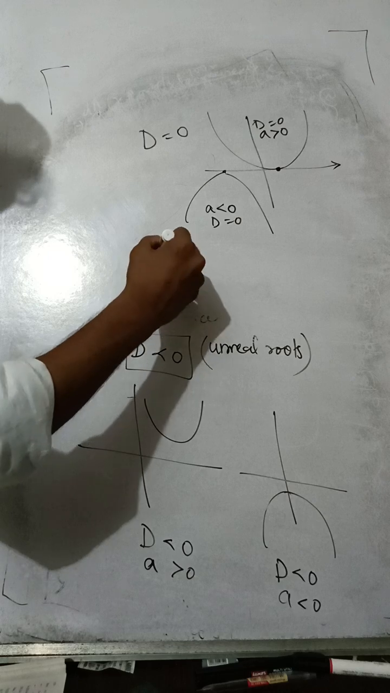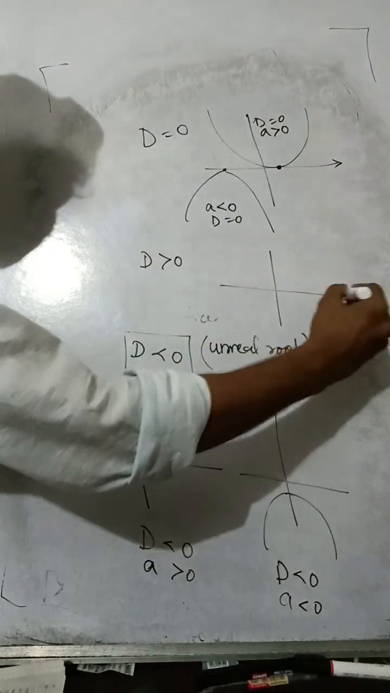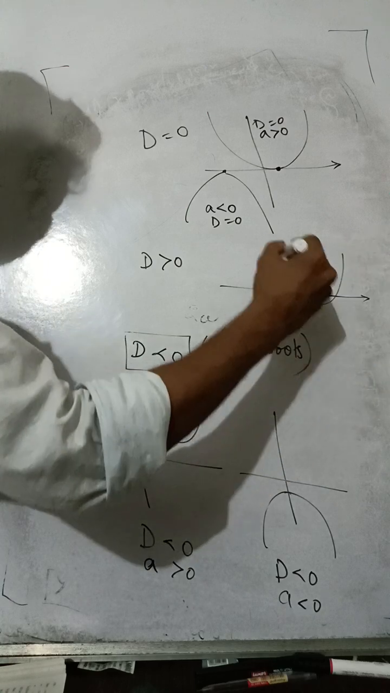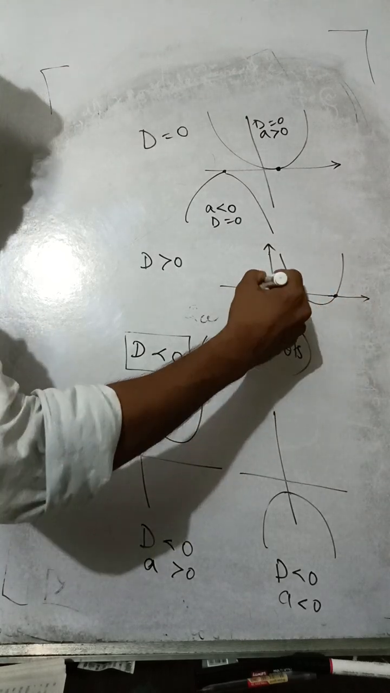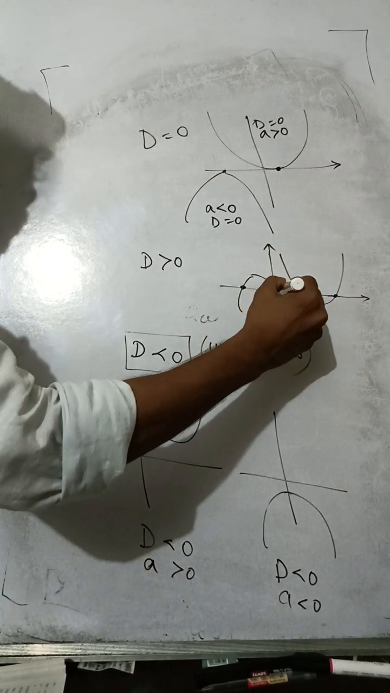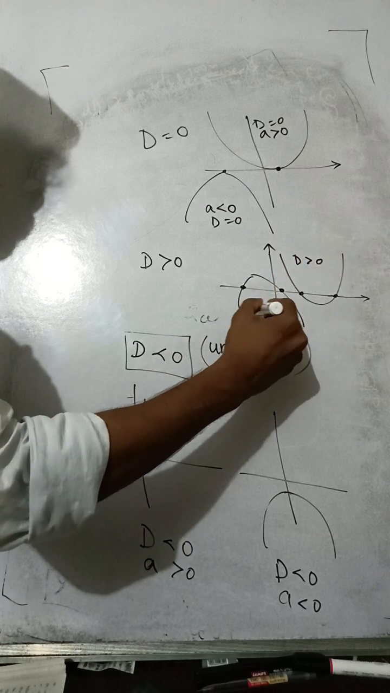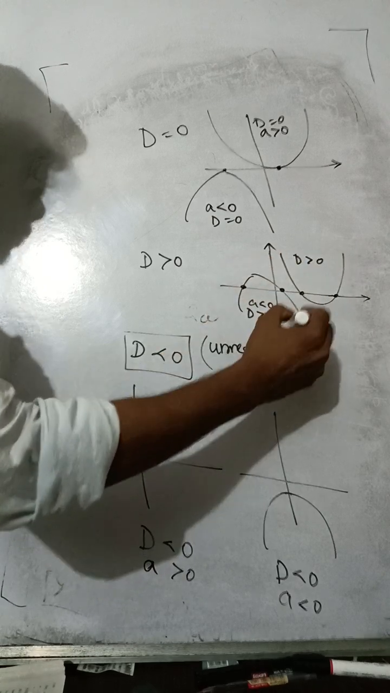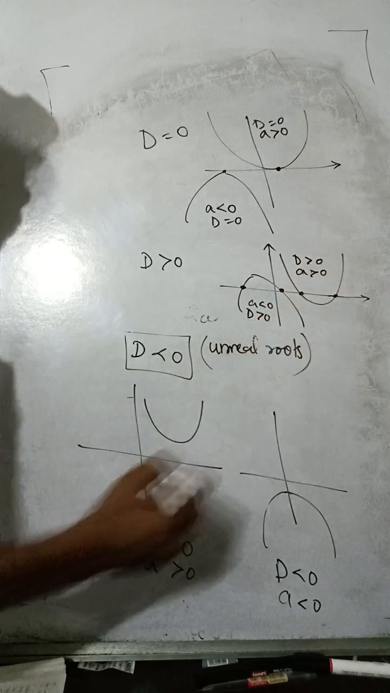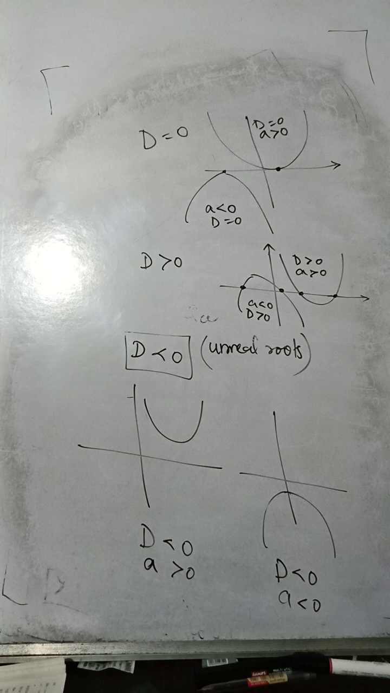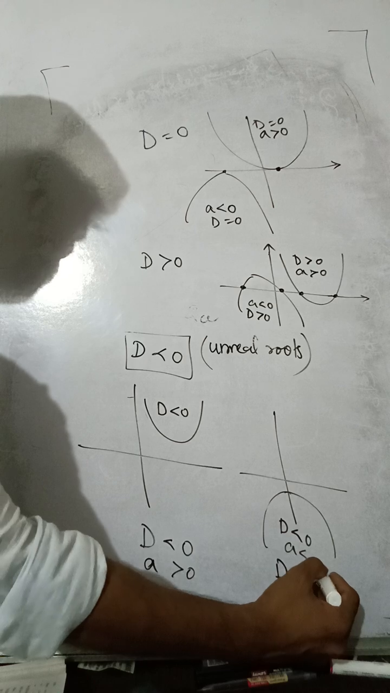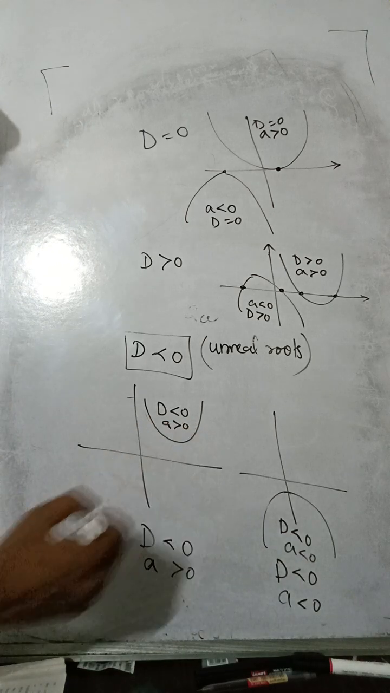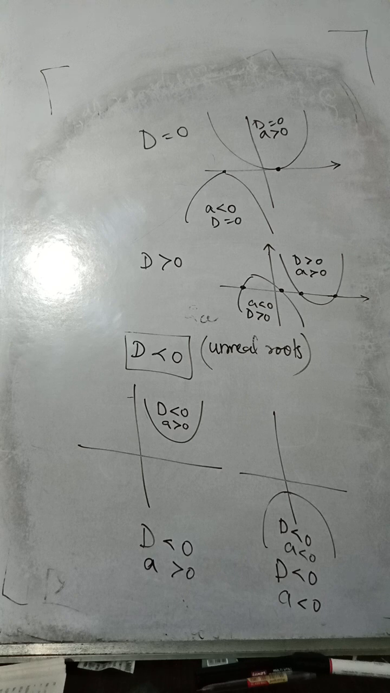Now, if D is positive, then our curve goes through exactly 2 points on the x-axis. So here we have 2 points. The curve can also go like this. Here D is positive, here also D is positive, but here a is negative since it is a sad curve, and here a is positive. So these are a few of the cases that I would like to discuss before moving into the next sum.